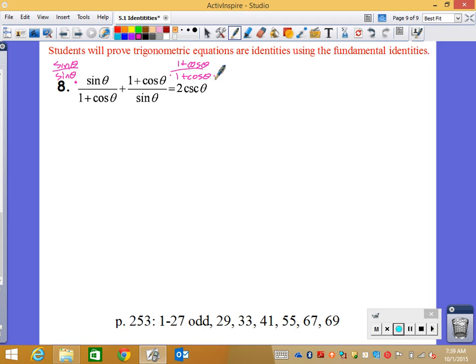Let's write what I have now. I have sine squared plus, now, I have two binomials multiplied together. Whenever I multiply two binomials together, remember I have to FOIL them. So I'm going to have to FOIL this out. The ones are first, what's the outside? 1 times cosine, so I get a cosine, plus the inners, cosine times 1, so another cosine, plus cosine times cosine, which is cosine squared. And this is all over my common denominator, sine times 1 plus cosine.